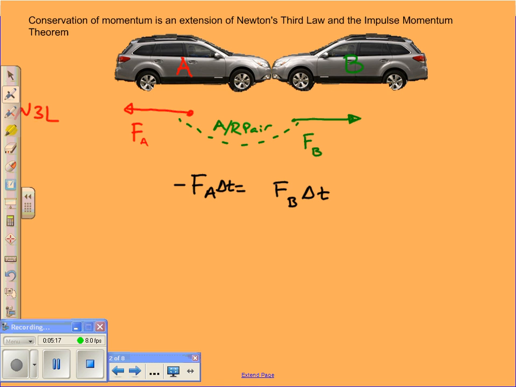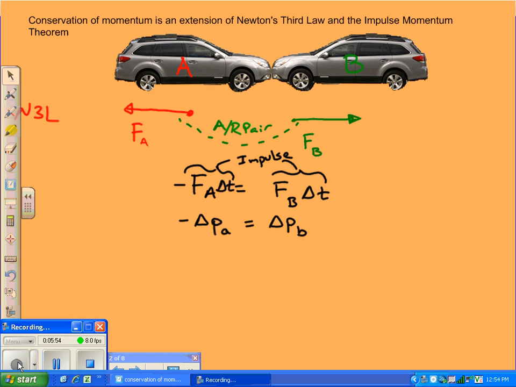This should look familiar, right? This right here, F times delta T, that's something from last unit that we called the impulse. And if you remember, an impulse produces a change in momentum. So another way I could write this out using the impulse momentum theorem would be this. The negative change in momentum of car A would be equal to the change of momentum of car B. So all I'm going to do next is just expand that out, and we're going to come up with the law of conservation of momentum.